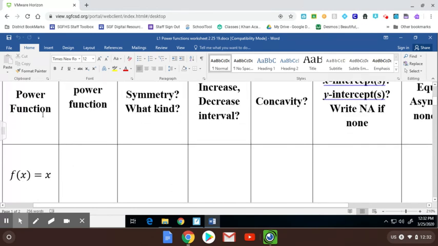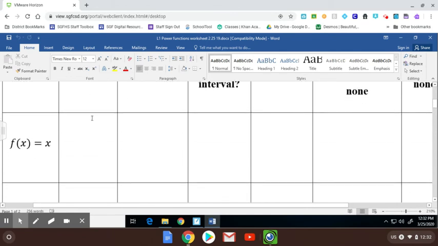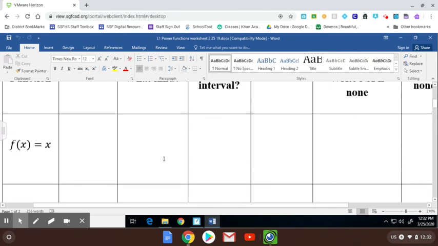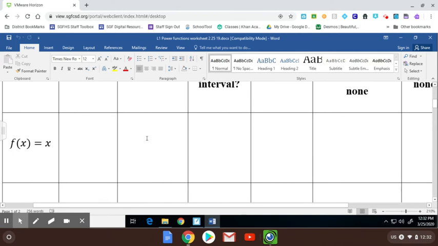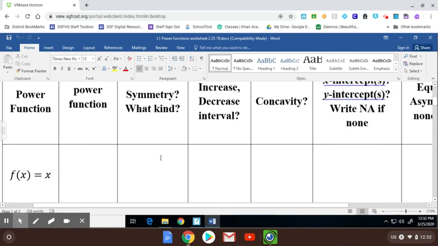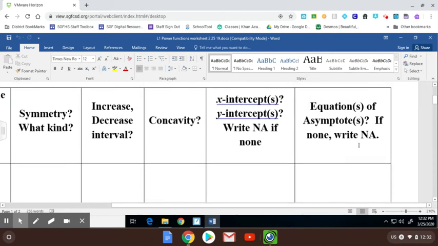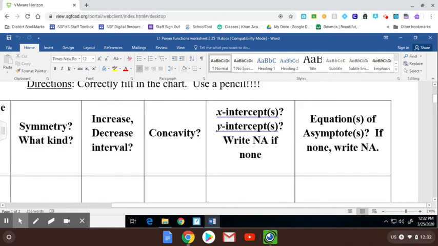All right, so you're going to be given a power function. The first one, y equals x. Sketch it. Everybody should be able to sketch that thing. Symmetry: what kind of symmetry does it have? Is it symmetric about the y-axis, aka an even function? Is it symmetric about the origin, aka an odd function? Is it symmetric about the x-axis? Does it have any other kind of symmetry? When does it increase? When does it decrease? When is it concave up? When is it concave down? What are the intercepts? All basic questions from your 9th grade year in algebra. And then this one's a little bit more heady: when or if are there asymptotes?